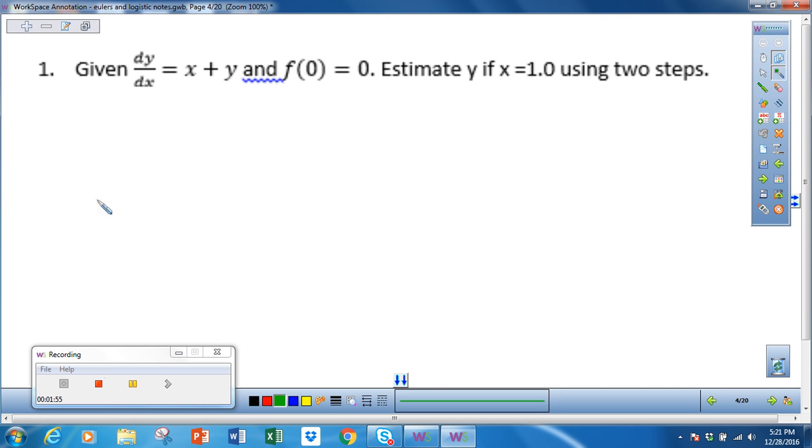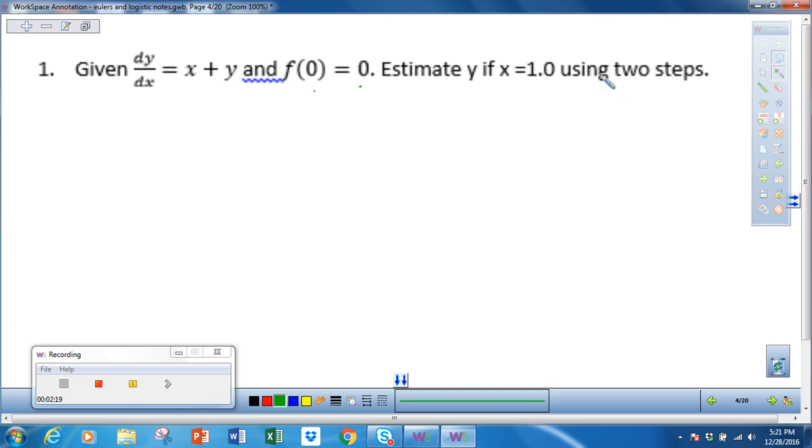So let's do an example. And of course, this is in your notes. This is our differential equation, x plus y. Now, at this point in your math career, you cannot solve this differential equation. But you can estimate its value at x equals 1. In this case, we're given the initial condition. Our initial condition is when x is 0, y is 0.